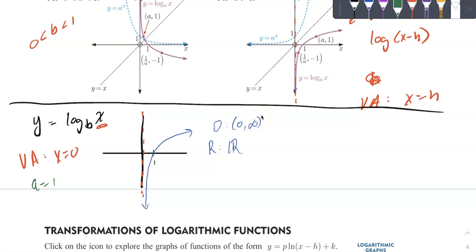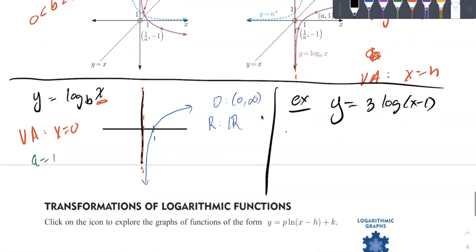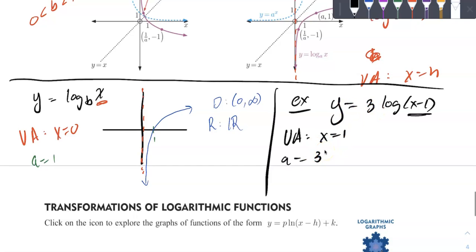Something like this. So let's do another example real quick. What if I gave you 3 log(x minus 1)? Something like that. Well, in this case, my vertical asymptote is, inside opposite, at x equals 1. My a is 3, so that lets me know how far I should go from my vertical asymptote to find my initial point. And then we just graph it.